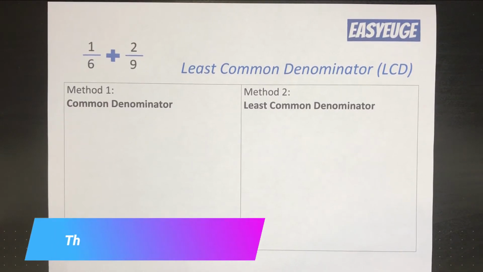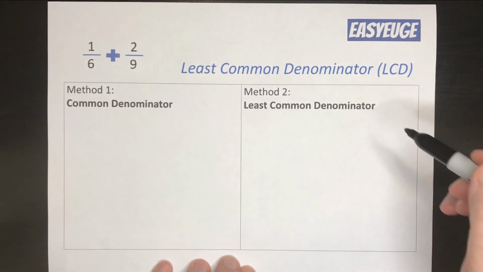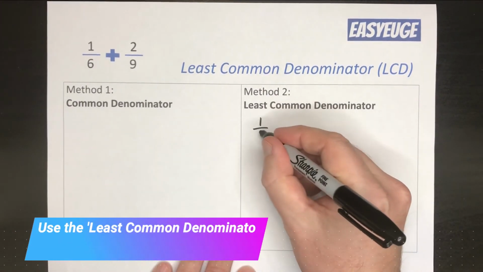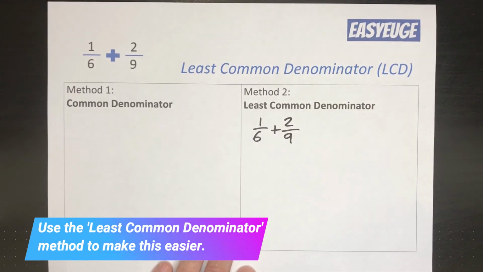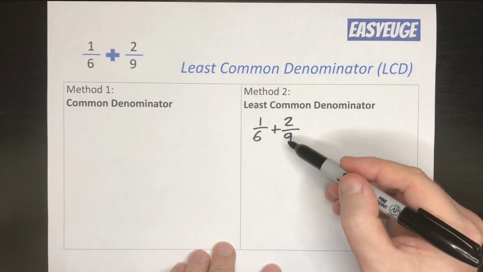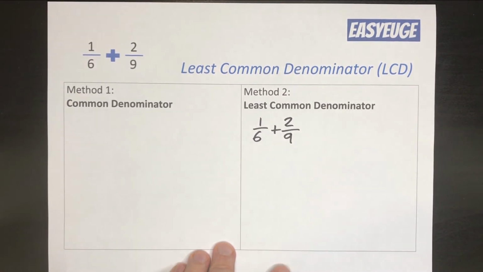One over 6 plus 2 over 9. On this occasion, I'm going to start with method 2, the least common denominator, and I'm going to do that first. Let's write down 1 over 6 plus 2 over 9. Now, I'd like to show you a little trick. How do you find the least common denominator of 6 and 9?